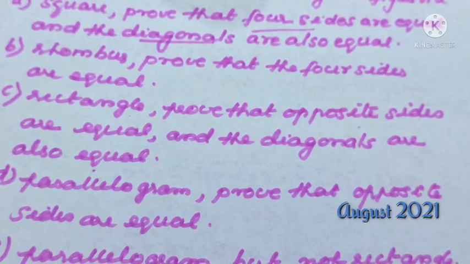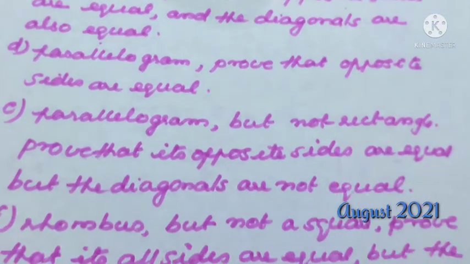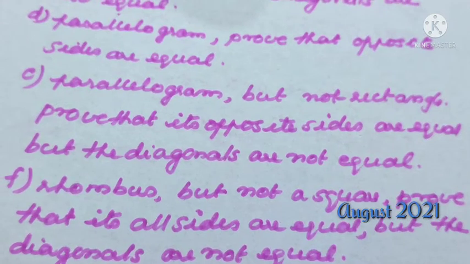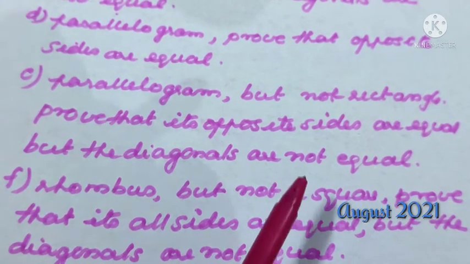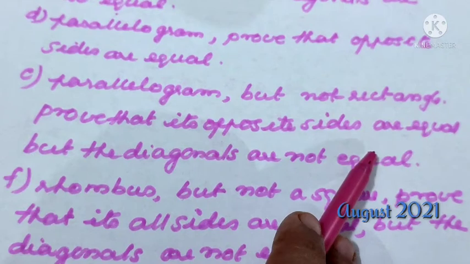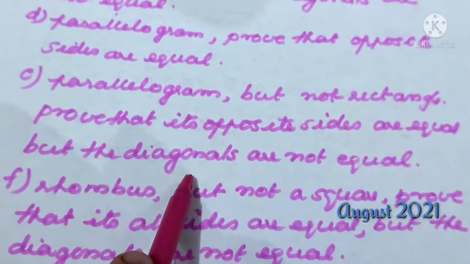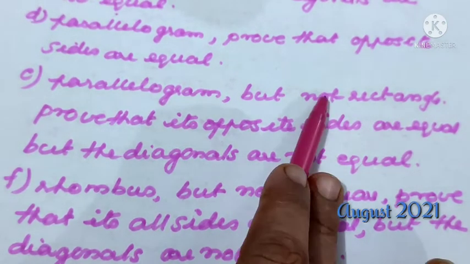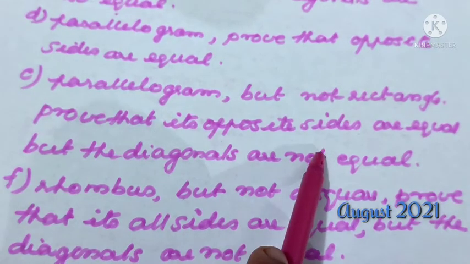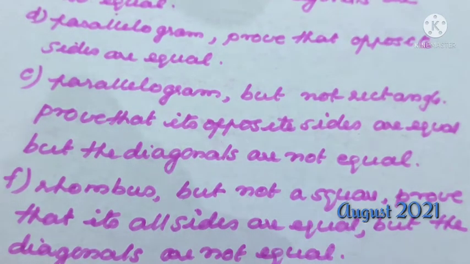Now, a parallelogram but not a rectangle. It is a parallelogram but it cannot be a rectangle, so what is the difference? If it is a parallelogram, we have to prove that opposite sides are equal and the diagonals are not equal, unequal. So what is the case for a rectangle? Opposite sides and the diagonals are equal.